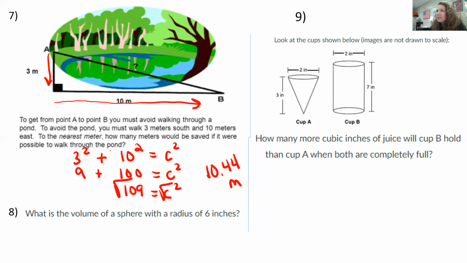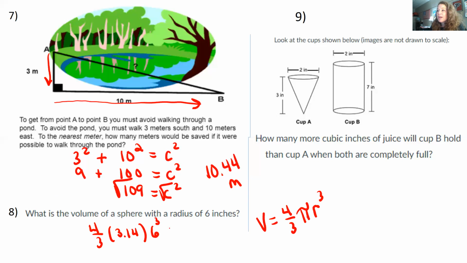All right, what about number 8 down here? What is the volume of a sphere with a radius of 6 inches? So the volume of a sphere is 4/3 times pi times the radius cubed, right? So hopefully you guys have those formulas written down somewhere. So if we have a radius of 6, we're going to find 4/3 of, let's multiply by 3.14 and multiply by 6 to the 3rd power.